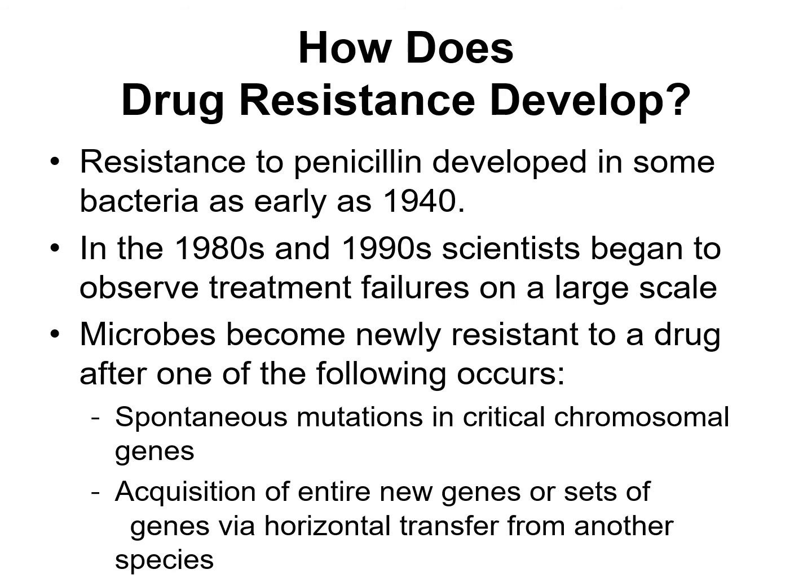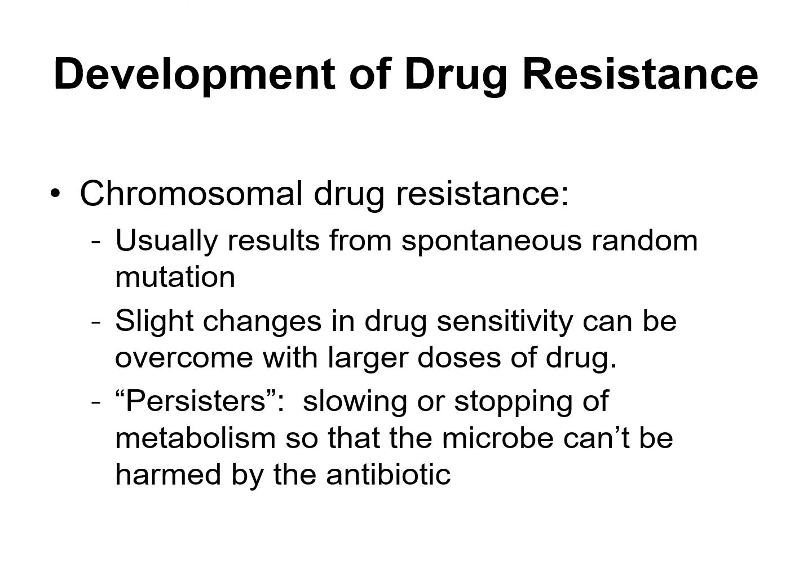Microbes become newly resistant to a drug after one of the following occurs: spontaneous mutations in critical chromosomal genes, or acquisition of entire new genes or sets of genes via horizontal transfer from other species. We've talked about both of these in previous lectures and how this phenomenon can occur.